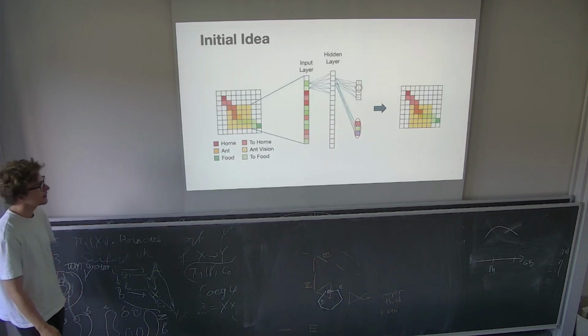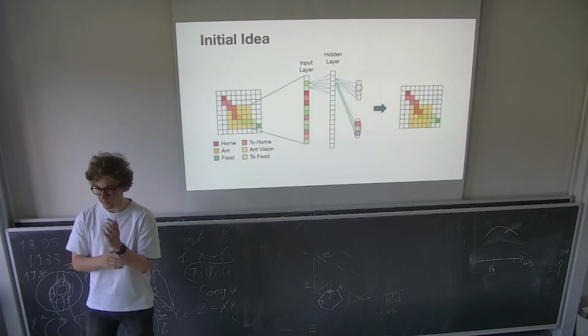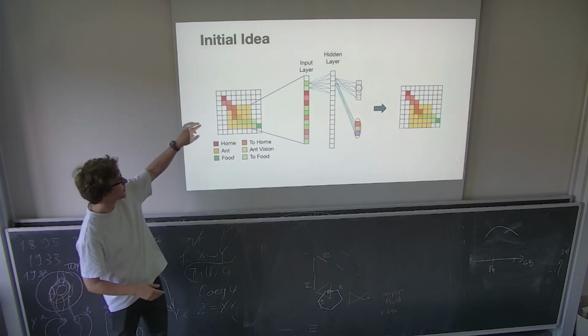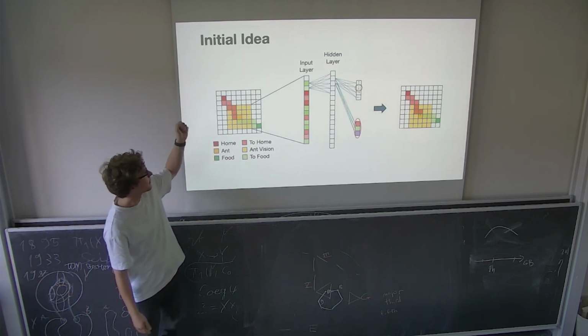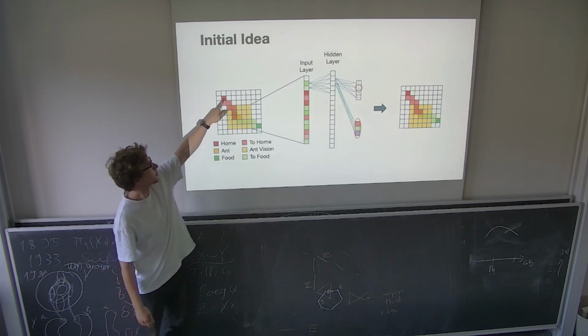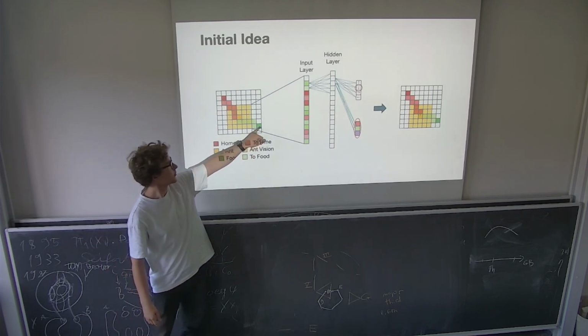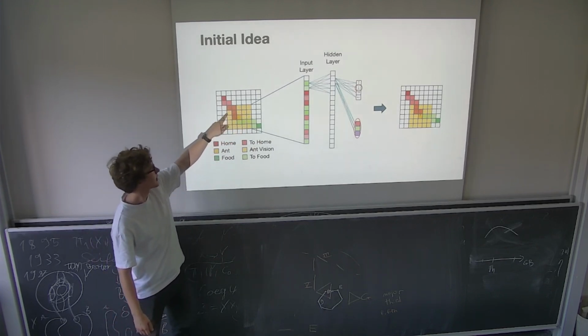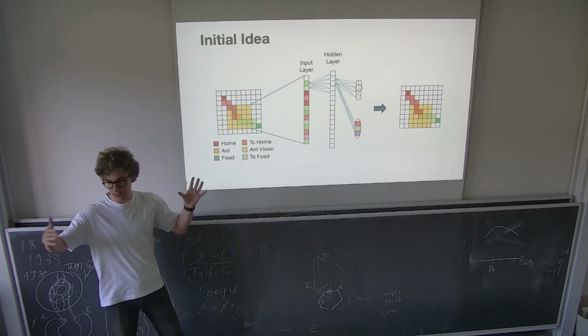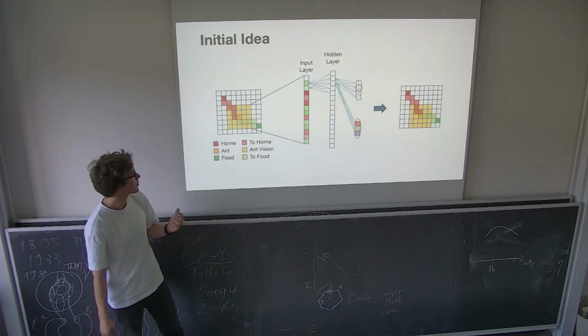In order to simplify the model, I'm assuming that these ants live in a two-dimensional world, which is just a grid. Here, the dark red would be the home position, the light green would be the food position, and the ant would be, for example, here in the center, and it has a certain vision range, so it can see within a certain radius.